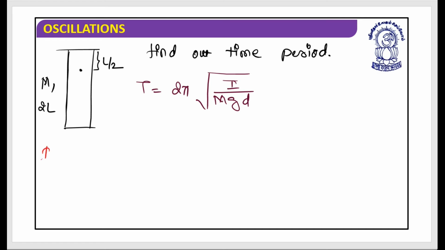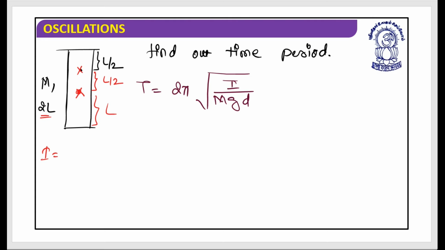How will I find out the moment of inertia I? Because this is not at the end, and this is not even at the center of mass. So what do I need to do? Here the center of mass would be there, and this point of suspension is at distance L by 2 from the center of mass, because the total length is 2L. The remaining part is L, and the upper part would be L. So I need to use the fact that this axis and this axis are parallel to each other, so that I can apply the parallel axis theorem.